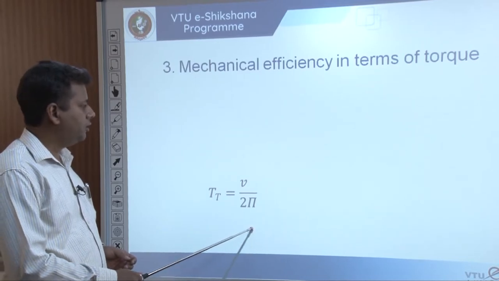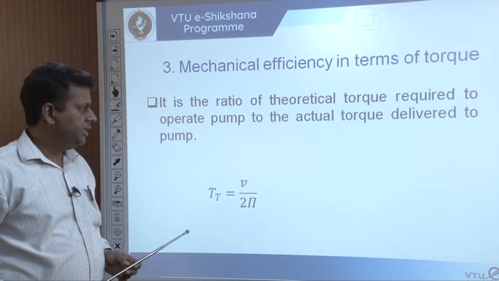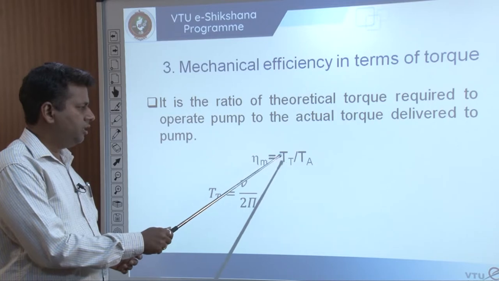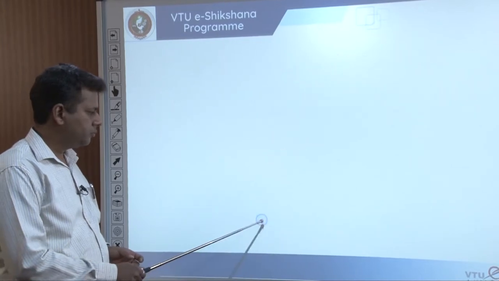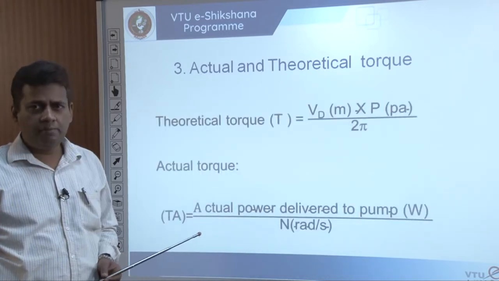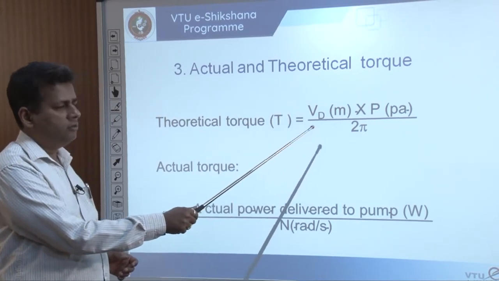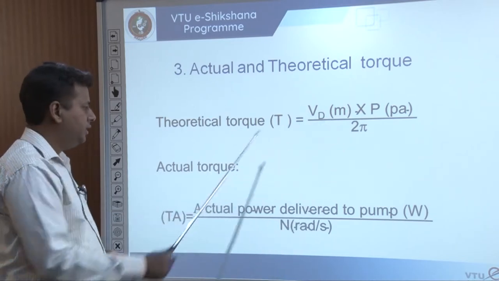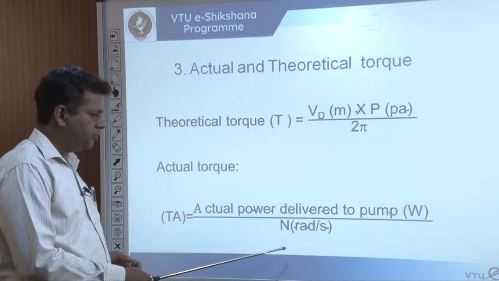Mechanical efficiency in terms of torque is the ratio of theoretical torque required to operate the pump to the actual torque delivered to the pump. So mechanical efficiency in terms of torque is theoretical torque to actual torque. Theoretical torque is equal to V by 2 pi. Actual and theoretical torque, how to estimate them? We can estimate by using this equation. Theoretical torque T is equal to V suffix D, the volumetric displacement, into pressure P by 2 pi. Actual torque is equal to actual power delivered to the pump by the pump speed.